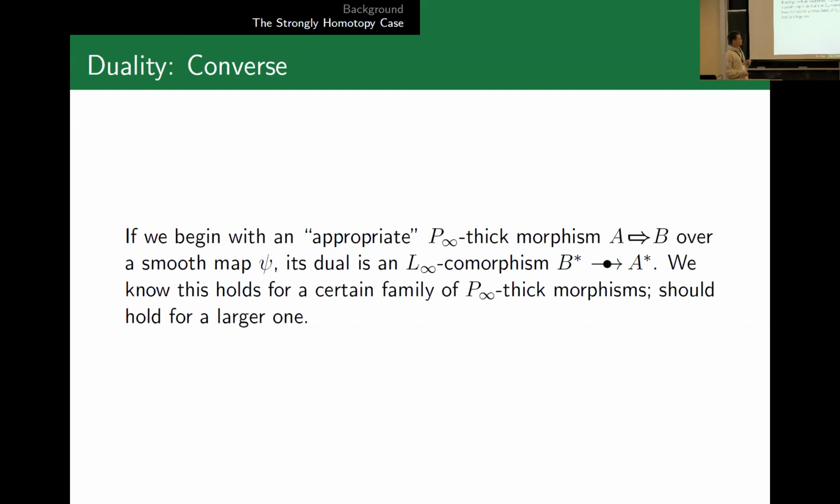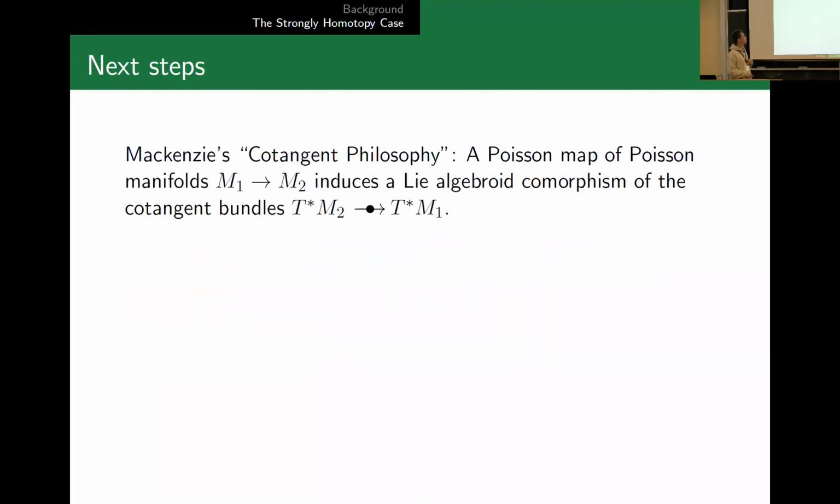So we've shown this for a certain family, and it should hold for slightly more than we suspect. Then another result of Mackenzie's that we were looking at was the basis for Mackenzie's cotangent philosophy, which is that whenever you have a Poisson map of Poisson manifolds, then you have a Lie algebroid comorphism of the cotangent bundles. And working with this cotangent picture often provides a lot more insight into Poisson geometry, in Mackenzie's view.